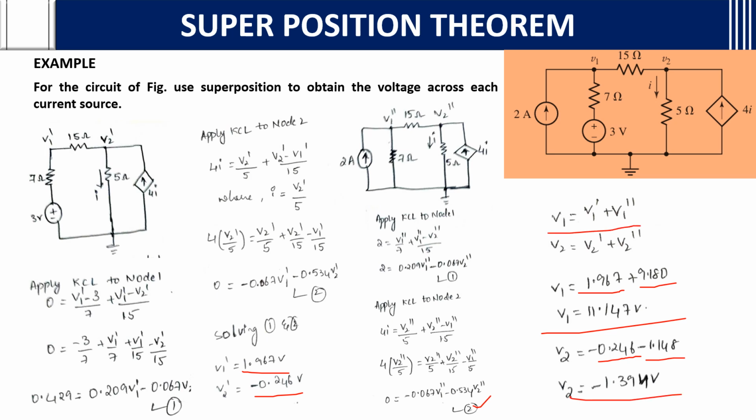V1 is separate: we got V1 dash and V1 double dash. For V2 separately, we got the effect of V2 dash plus V2 double dash. We need to add them both, then we will get V1 and V2. It is not only a single current. There are two nodes they are asking about, so separately for V1 and V2 we need to calculate.